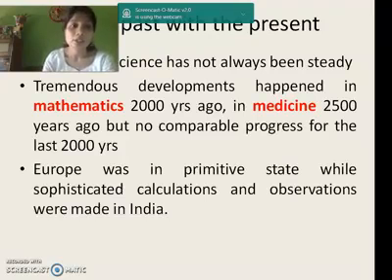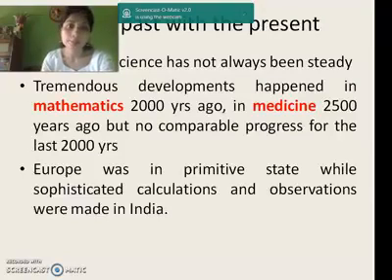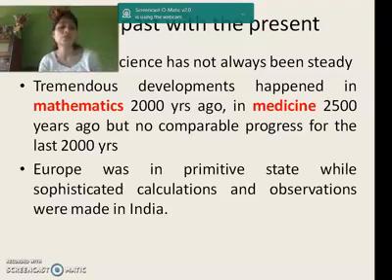Linking past with the present. The progress of science has not always been steady. Tremendous developments happened in mathematics 2000 years ago, and in medicine 2500 years ago. But comparable progress did not happen in science for 2000 years. However, in mathematics, there was a flourishing of sophisticated calculations and observations in India, while it was in a primitive state in Europe.